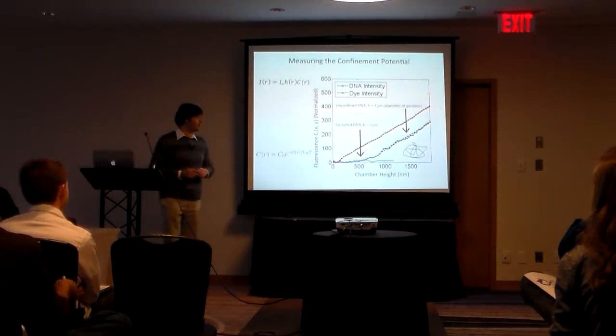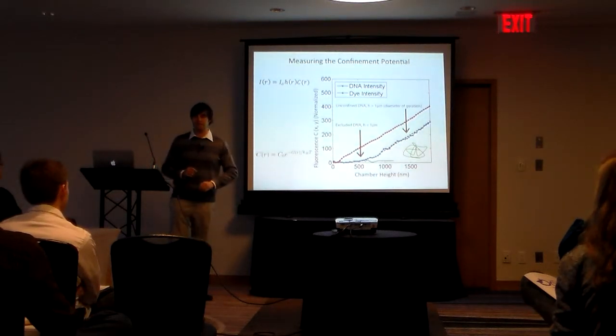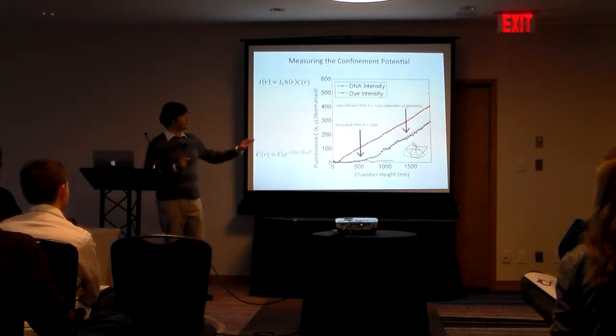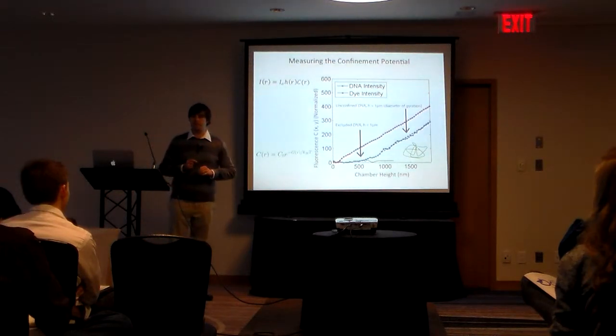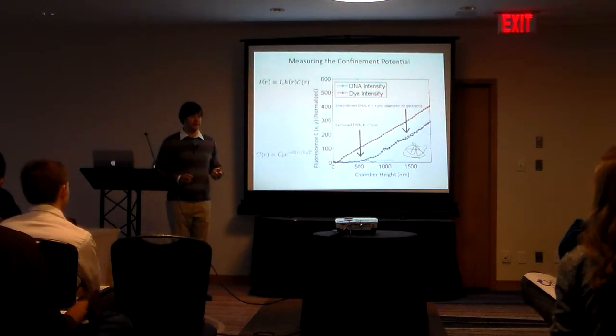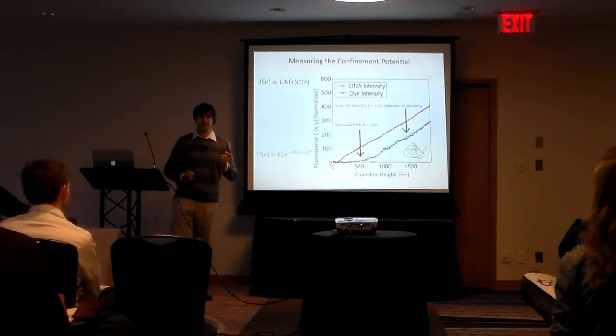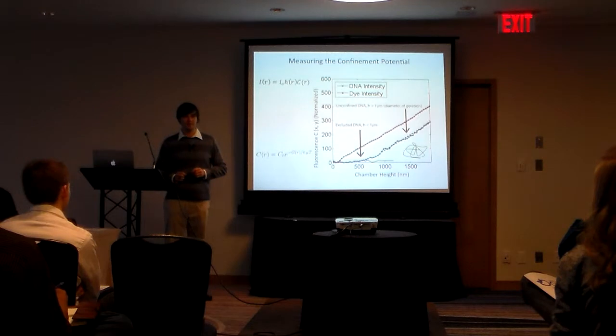So here, you see plotted the intensity profiles of the dye and the DNA as a function of chamber height. In red, the dye intensity is linear with the chamber height. However, in blue, the DNA intensity is only linear down to about a micron. As I said, this is the diameter of gyration of lambda DNA. Below there, it has to take on an entropic penalty in order to access those lower regimes.